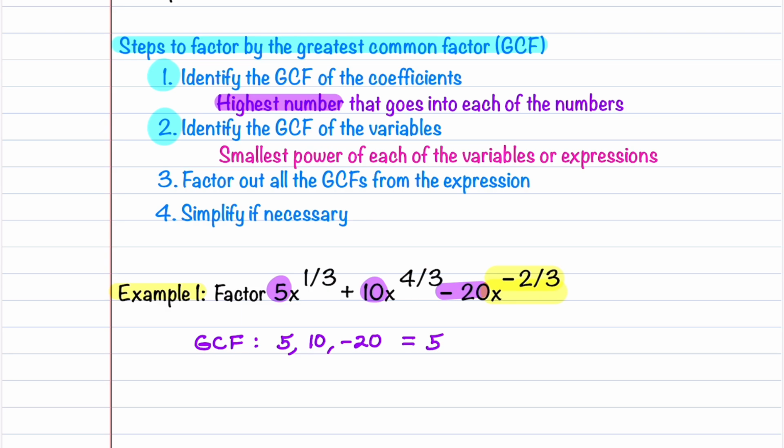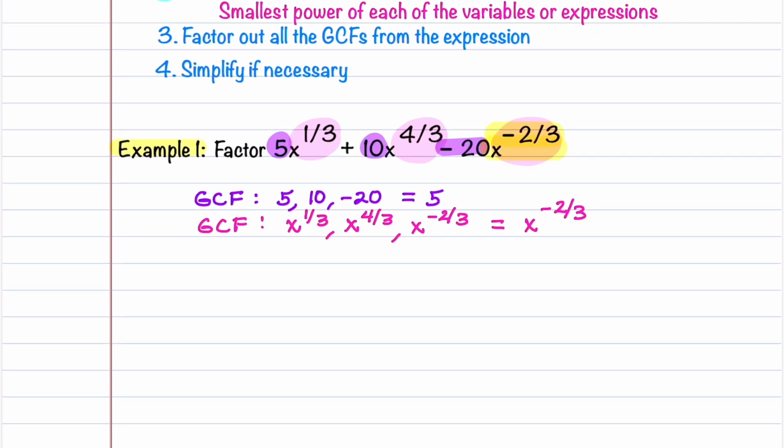In this problem, the variables are x to the 1/3, x to the 4/3, and x to the minus 2/3. The greatest common factor of these terms is going to be the one with the smallest exponent, and that's going to be x to the minus 2/3. Let's give ourselves a little bit more space. The next step is to factor out these greatest common factors. We're going to factor out a 5 and then our x to the minus 2/3.